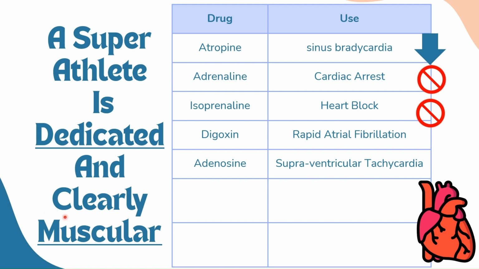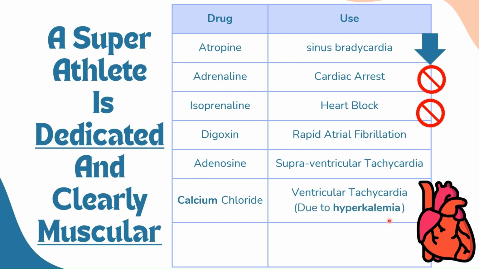And then the letter C stands for calcium chloride. And then what comes after supraventricular? Ventricular, and it says as tachycardia. However, this ventricular tachycardia is a special one because it is due to hyperkalemia. Now, how do I remember that calcium chloride treats the ventricular tachycardia, specifically the one due to hyperkalemia? Just remember that calcium is always there for potassium because they're both ions. So calcium is always there for potassium, so it treats the ventricular tachycardia due to hyperkalemia.